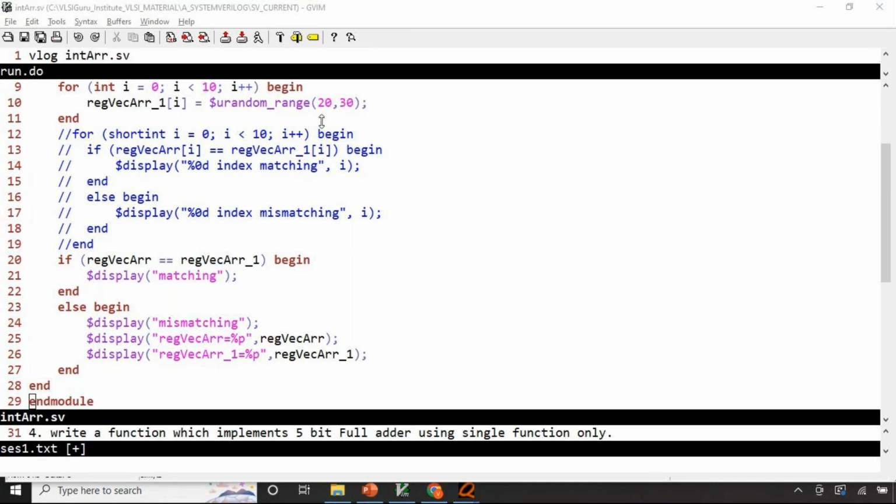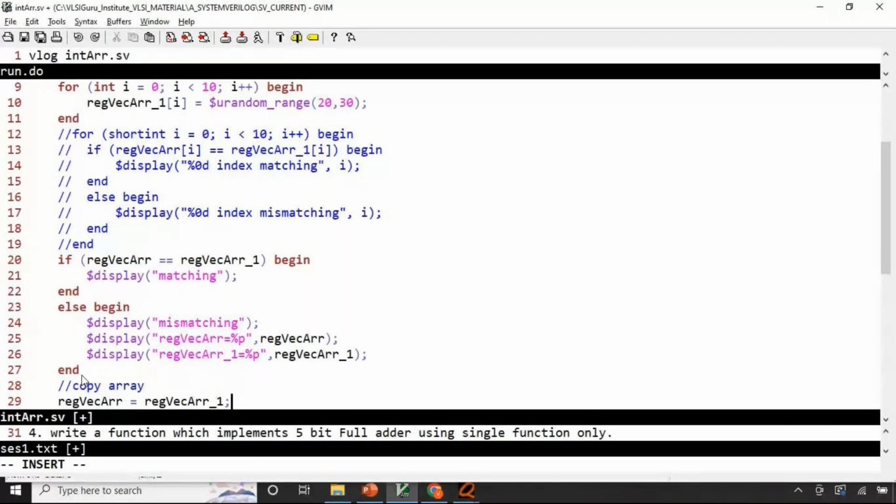So let me show you how to do that. How to do that? Copy the vector array. That is called whole array copy. The whole array can be copied to another array.